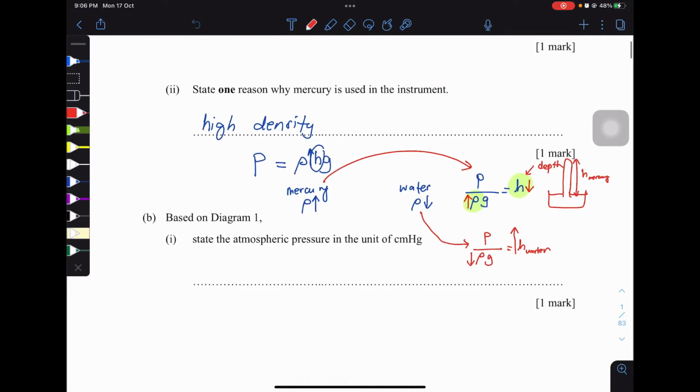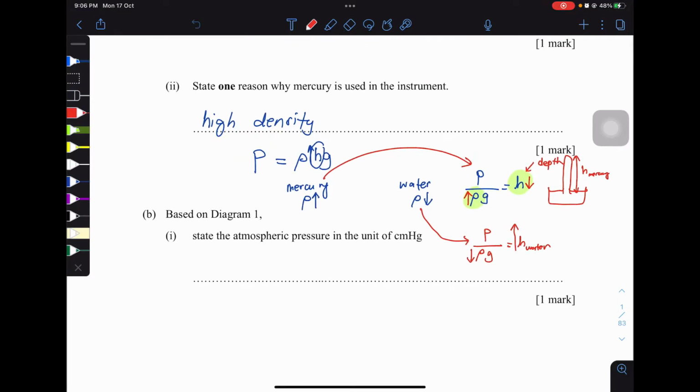Right, so for this one, the answer is high density. Yeah, right. So why is that? Okay, if you look at this formula, pressure equals density times h times g.